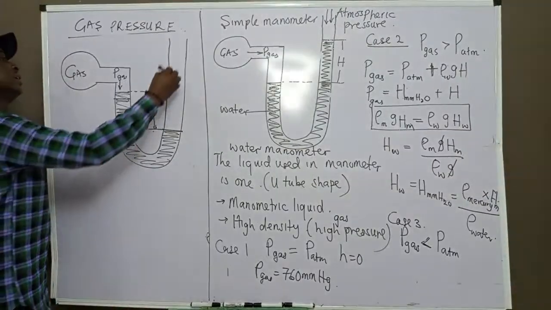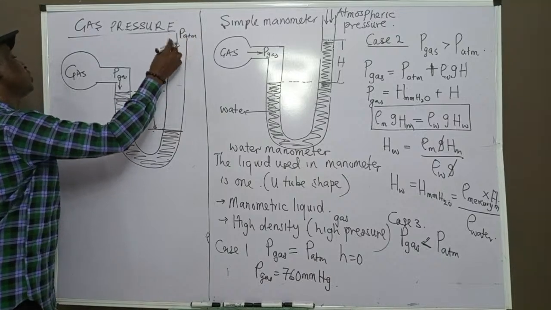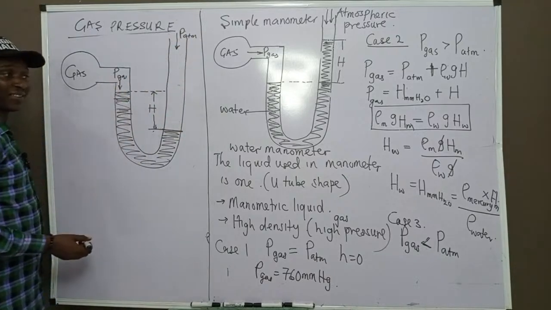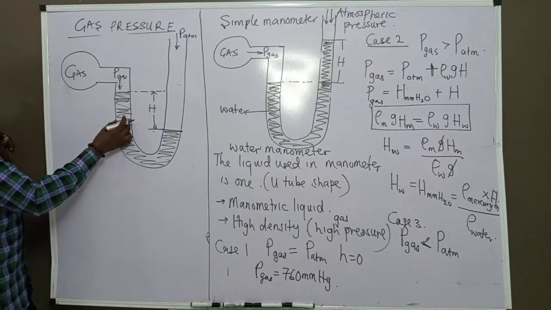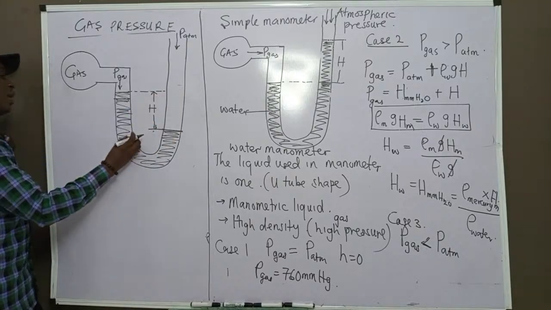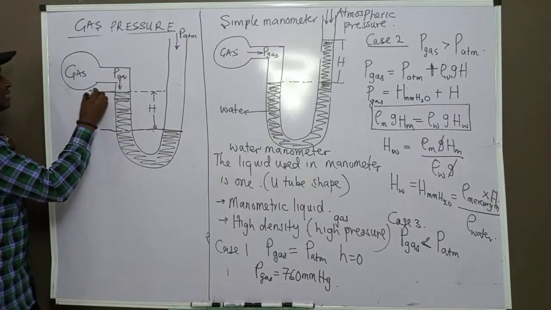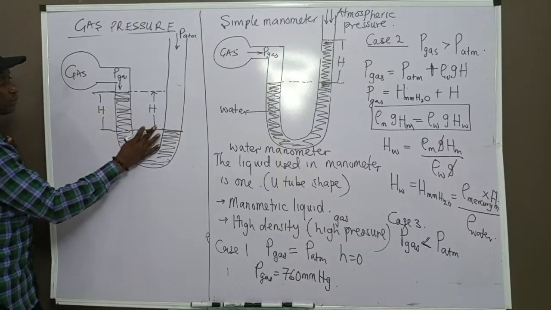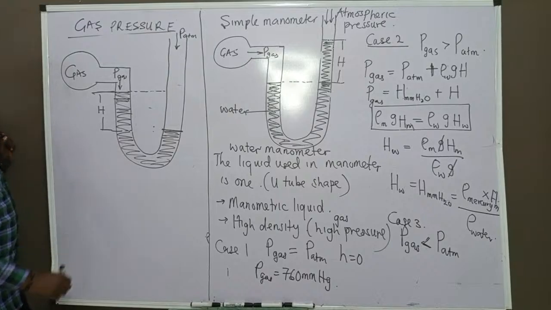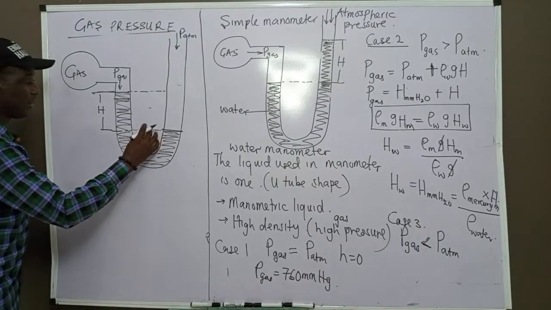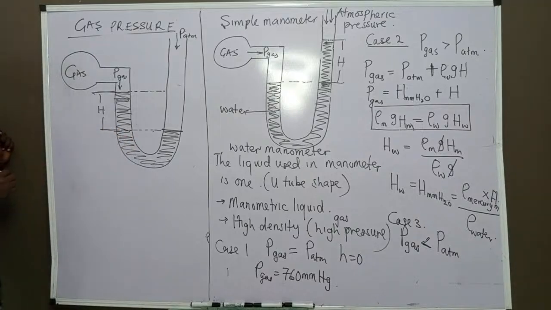Now let's see. This is atmospheric pressure. Now this pressure exerts more pressure than the gas. Because it exerts more pressure than the gas, this side will push down while this side will rise up. So the height here is what we call H. There is a drop in the height on the part of the atmospheric pressure, and an increase in the height on the part of the gas pressure.